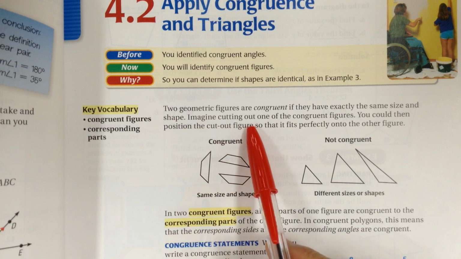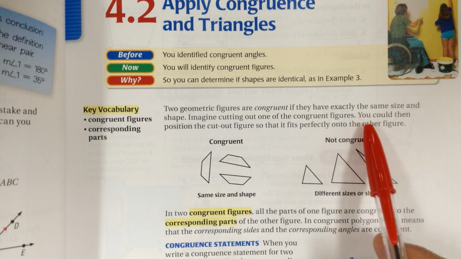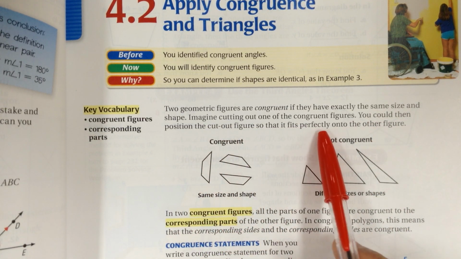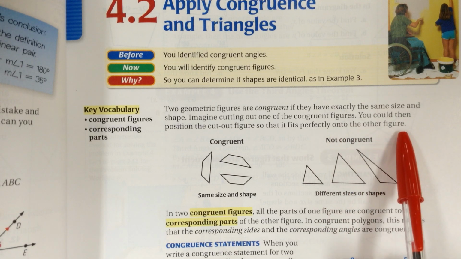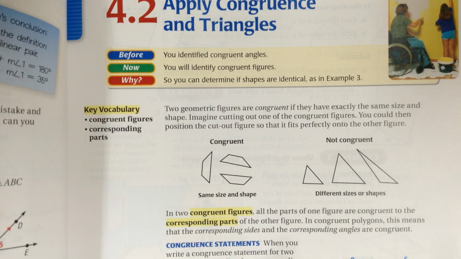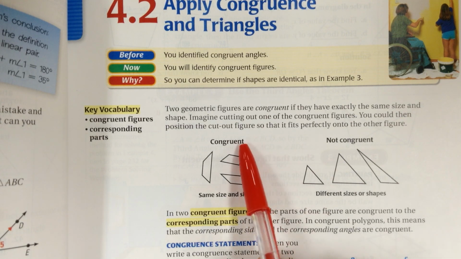So imagine cutting out one of the congruent figures. You could then position the cut out figure so that it fits perfectly onto the other figure. So here's an example of congruent. It doesn't matter which way you rotate. You can even flip it over. As long as they have the same size and same shape, then they are congruent.